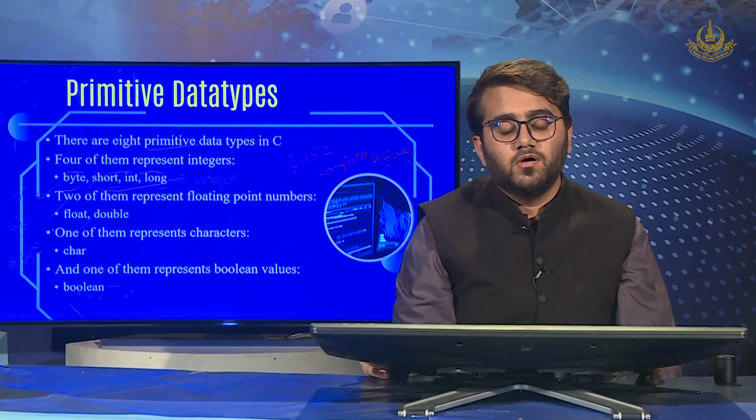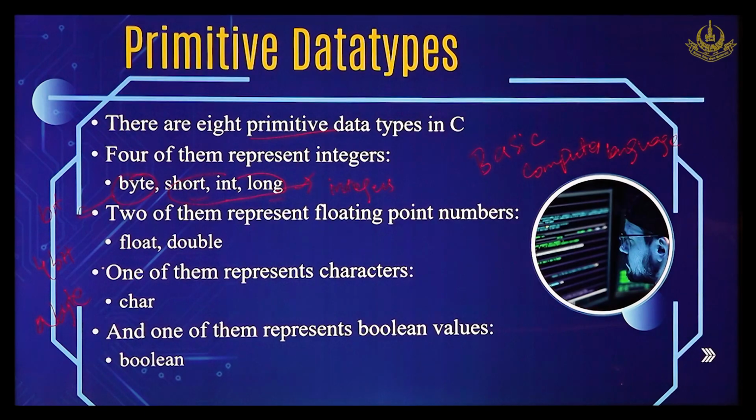Two of them represent floating point data, which means decimals: float and double. The only difference is that doubles take more memory in the RAM. One of them represents characters. For example, if you have to store A, B, C, D or any string literal, then you use characters. And the last data type is Boolean. Boolean is only used for decision making, be it true or false.